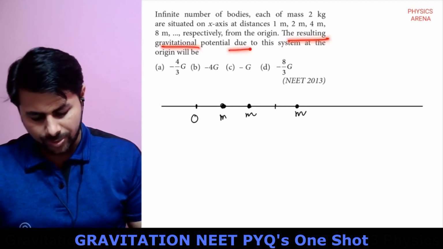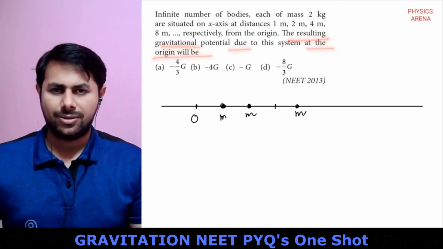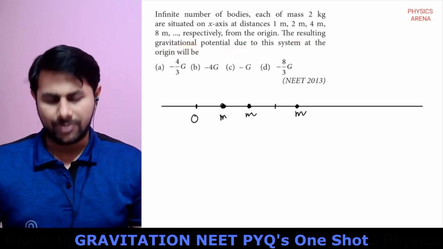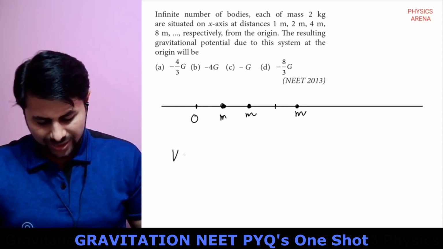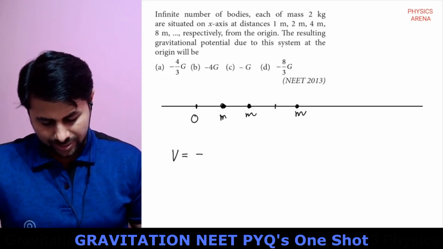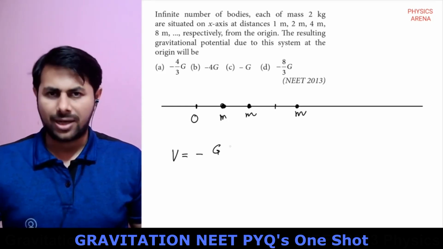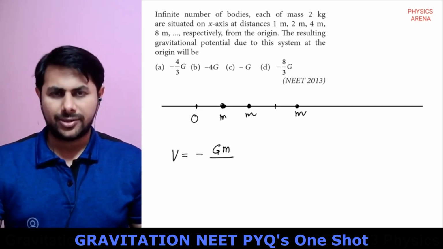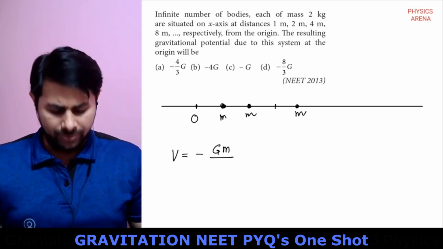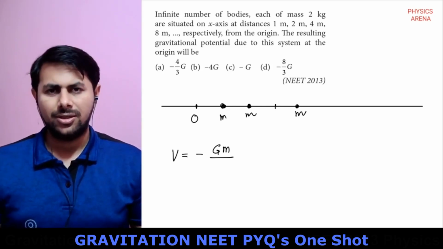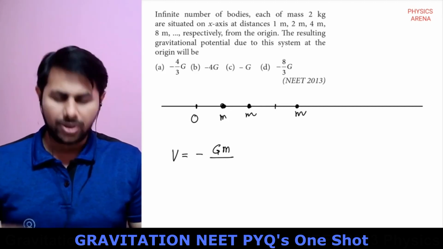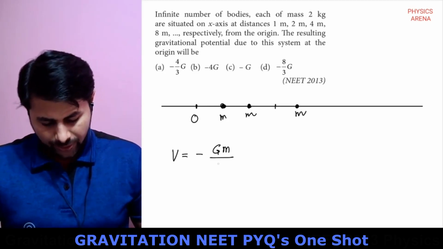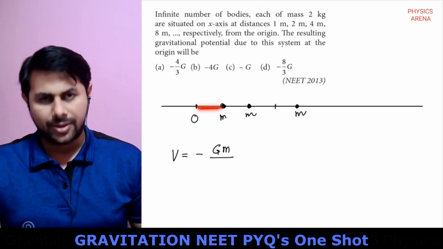Then the resulting gravitational potential due to this system at the origin will be. So this is a good question. What is gravitational potential? Minus of G multiplied by m upon r. So if there are n number of bodies, the net gravitational potential will be equal to the sum of gravitational potentials due to all of those bodies. So it is minus of Gm upon R1. So R1 is 1, right?